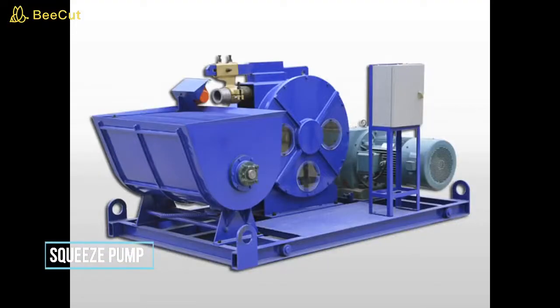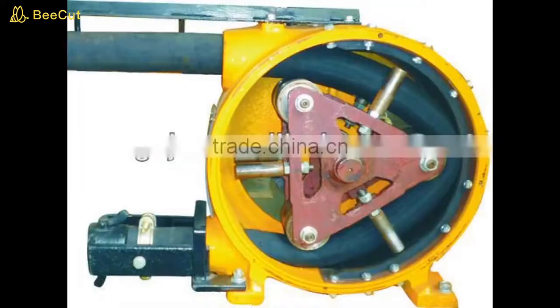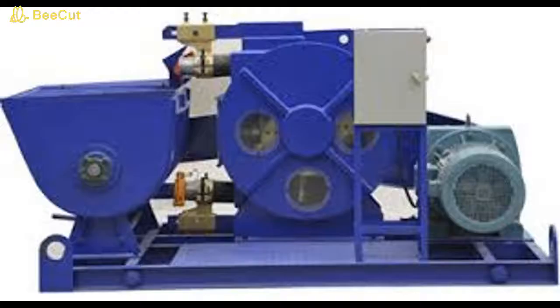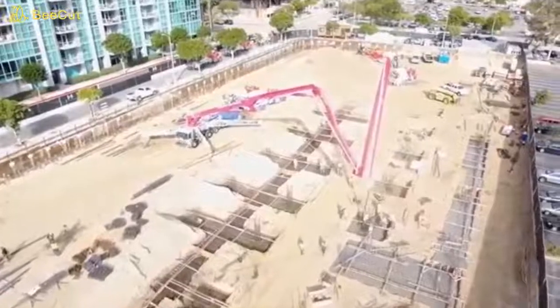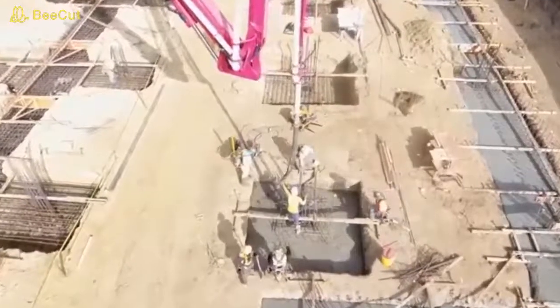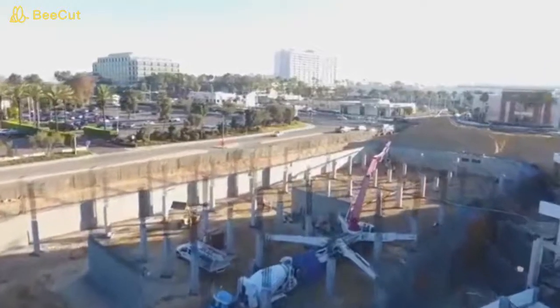Next, we move to squeeze-type concrete pumps. Squeeze-type pumps are smaller portable peristaltic type pumps. The concrete from the collecting hopper is fed by rotating blades into a flexible pipe connecting to the pumping chamber. Squeeze pumps can transport concrete up to a maximum distance of 90 meters horizontally or 30 meters vertically. Due to the cumbersome mechanics of squeeze pumps, direct acting pumps find greater field application compared to squeeze pumps.